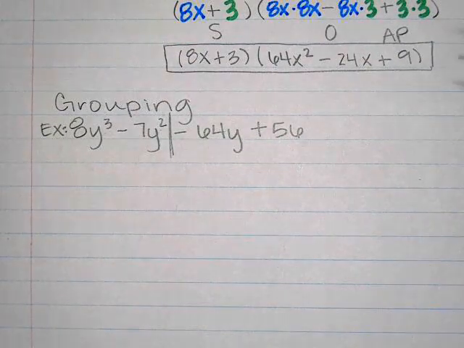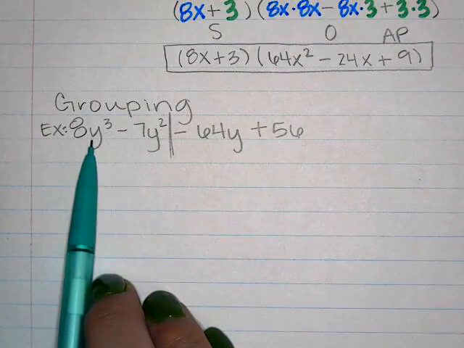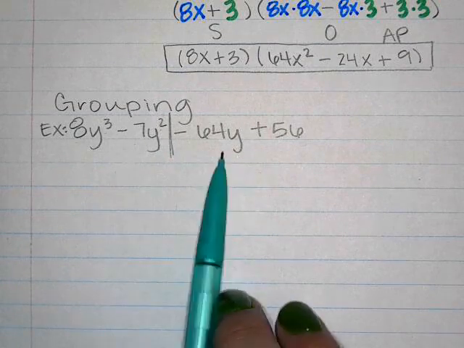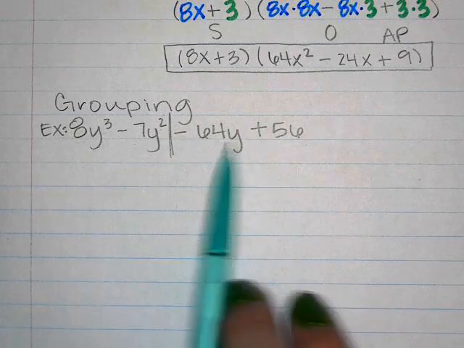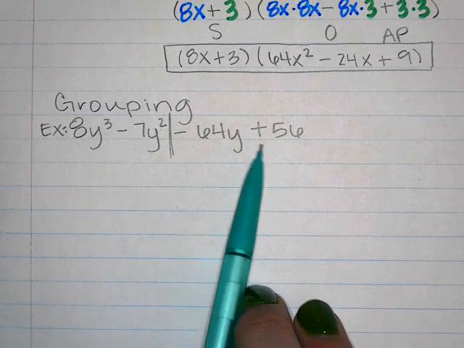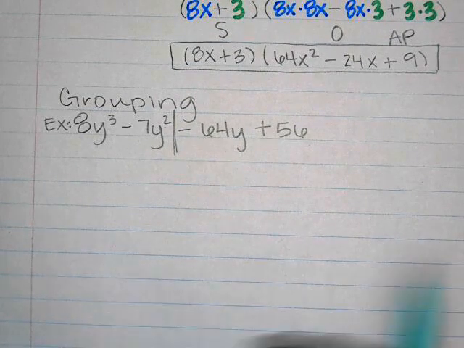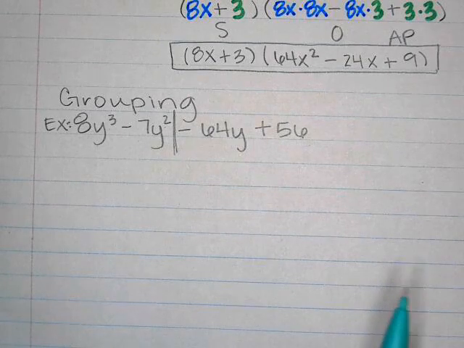And then what we do is we look for the GCF between the first 2 pieces, and we look for the GCF between the second 2 pieces. And what should happen is when you take the GCF out, the leftover pieces should be the same. That's what happens. And if that doesn't happen, then you can't factor it by grouping.